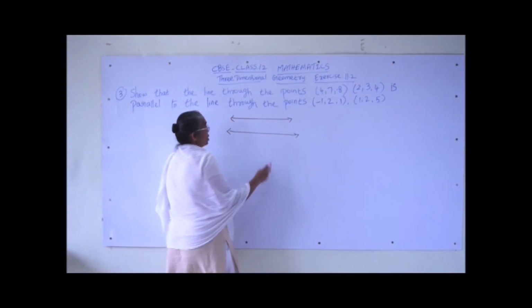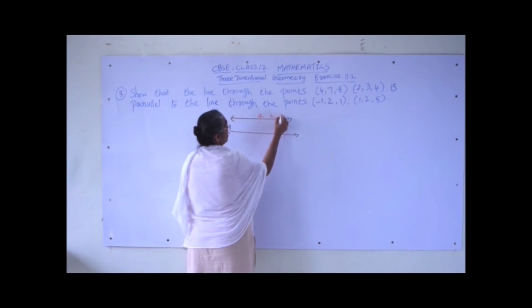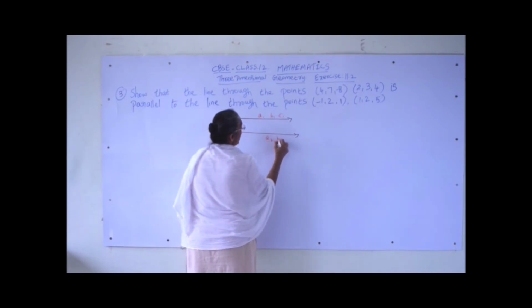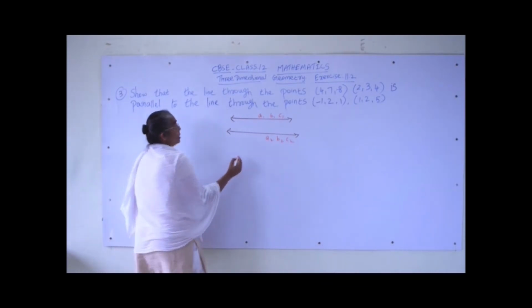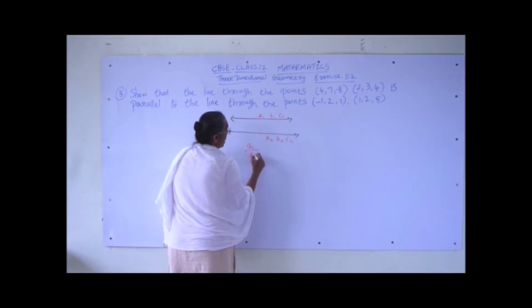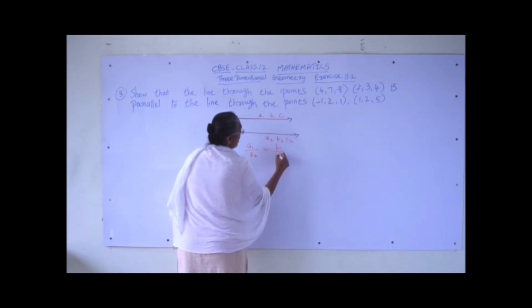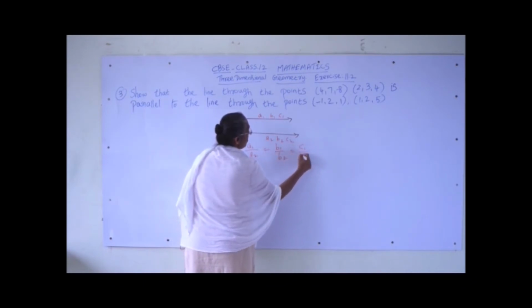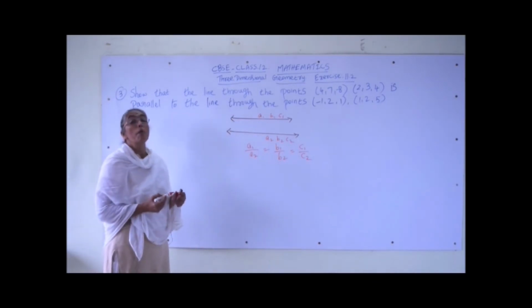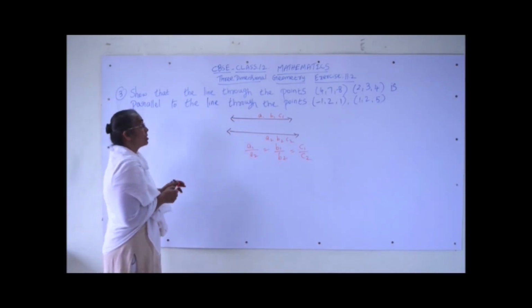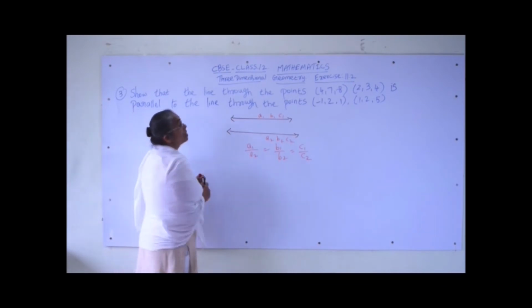Suppose the direction ratios of the first line are A1, B1, C1, and of the second line A2, B2, C2. Then the condition for these two lines to be parallel is A1 by A2 is equal to B1 by B2 is equal to C1 by C2, that is, the direction ratios must be in proportion. So, when 2 points are given, we know very well how to find the DRs.